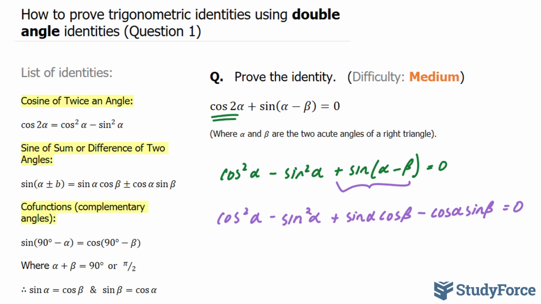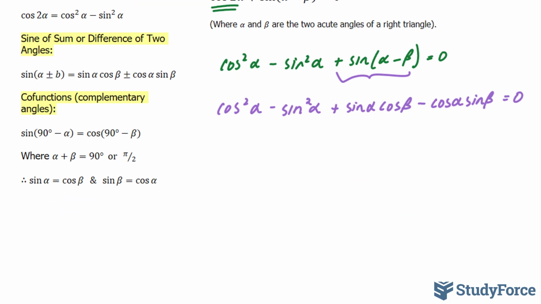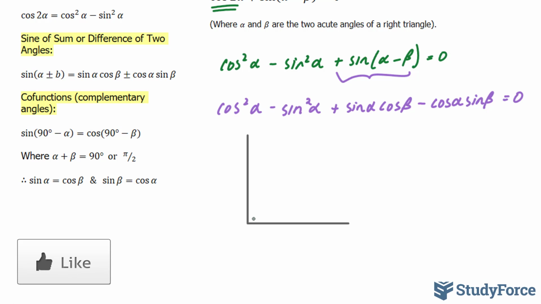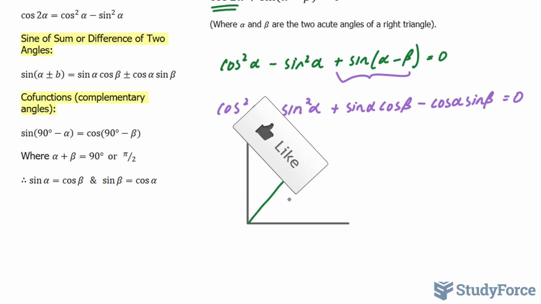Now we've been told that alpha and beta are the 2 acute angles of a right triangle. So just to picture this, we have, let's say, a right triangle or a 90-degree angle. And let's say that this angle right here, alpha and beta, are complementary. So if you add alpha and beta together, you'll end up with 90.